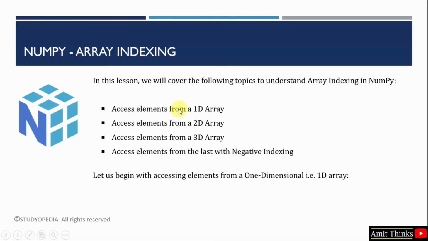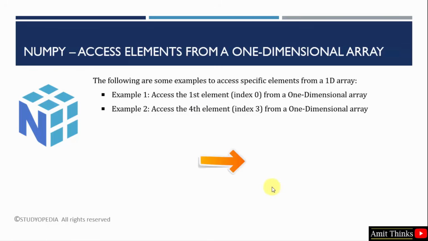First we will begin with accessing elements from a 1D array. Herein we have two examples for accessing elements from a 1D array. First we will access the first element, and then we will access the fourth element. For the first element you need to use the index 0. For let's say the fourth element, you need to use the index 3. So let us first see these two examples.